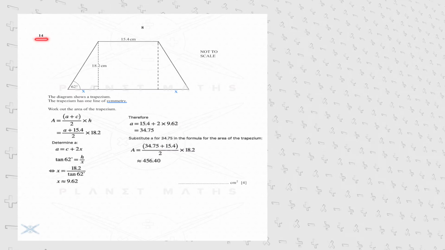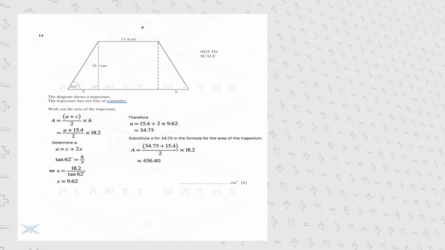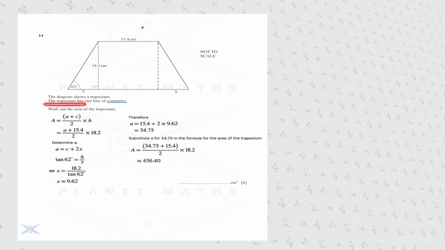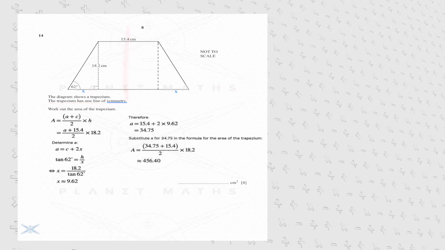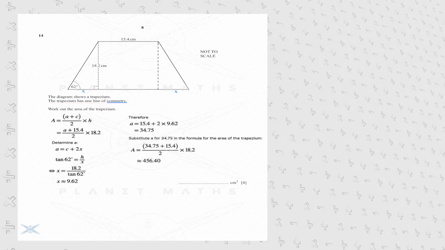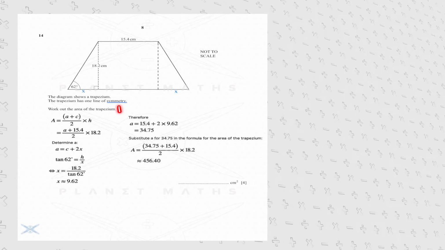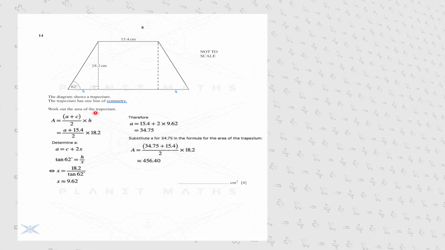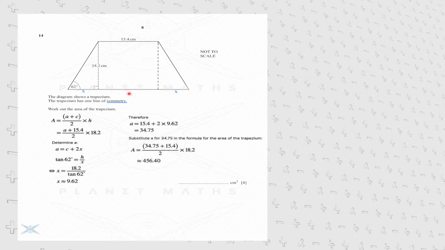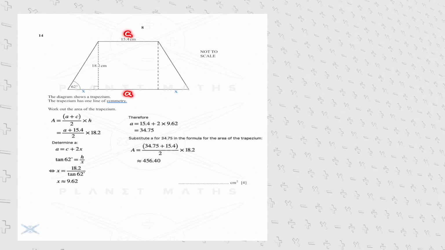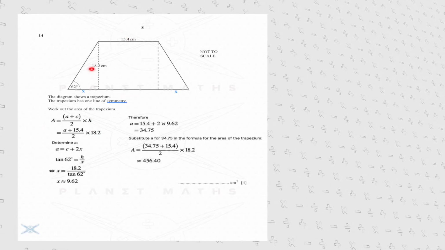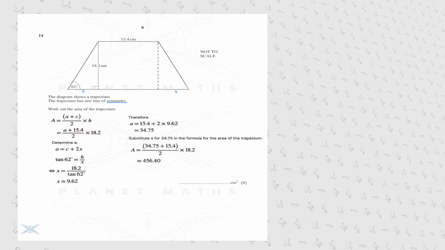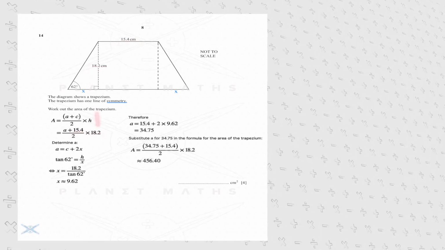Moving on to exercise 14, where we are provided with a diagram that shows a trapezium, and the trapezium has one line of symmetry, meaning that we are working with a symmetrical trapezium. We are supposed to work out the area of the trapezium, which is generally done employing the formula highlighted. A representing the bottom base and C its parallel line. We already know the values for H and for C, which means that in order to find out the area of the trapezium, we need to figure out A.